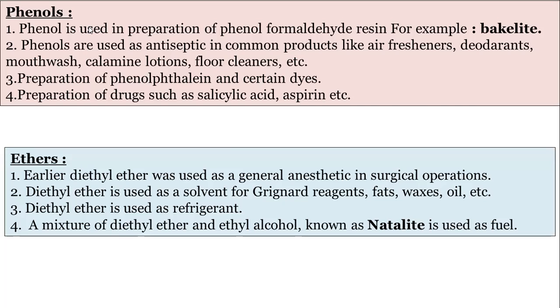Then uses of phenols. The main use of phenol is as an antiseptic, and it is also used as a disinfectant. Phenol is used for the preparation of phenol formaldehyde polymer, mainly bakelite. This we will discuss in chapter number 15, polymers, introduction to polymer chemistry. We will discuss how bakelites are prepared by using phenol and formaldehyde.